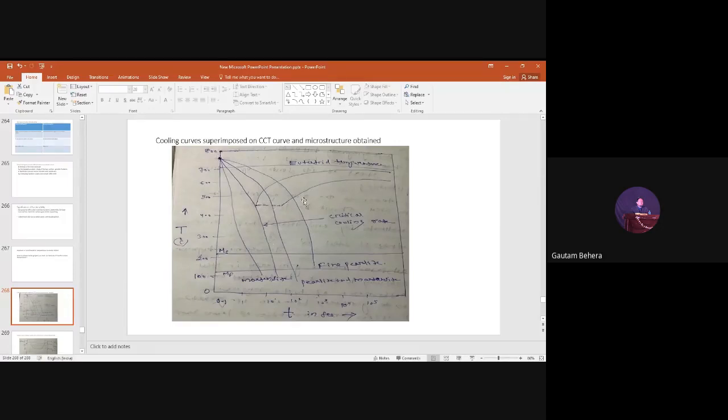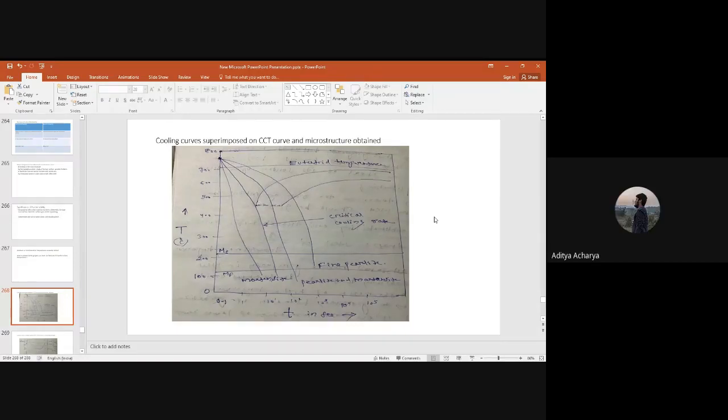I think you people have understood now why this will form and why fine perlite, because cooling rate is somewhat faster. If the cooling curve will be like this, then it will form coarse perlite. But if the cooling curve is like this, it is forming fine perlite because cooling rate is somewhat higher. And why is perlite forming? Because this curve is touching the transformation start curve and also the transformation finish curve. I think you people have understood now. If you have any problem, you can ask me right here. It is okay?